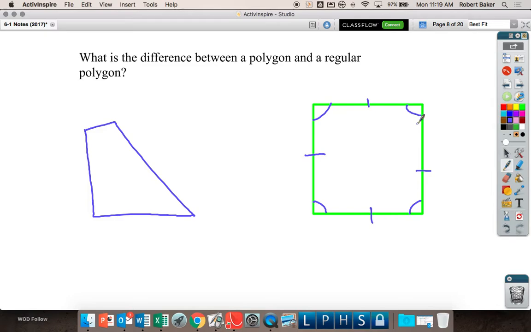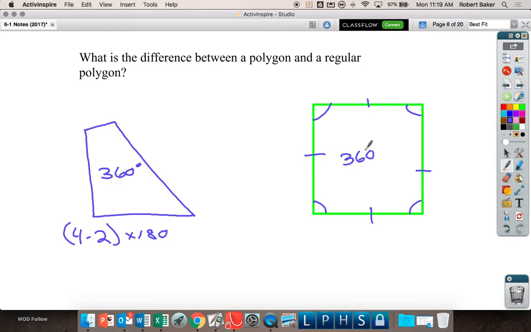So for this quadrilateral, the blue one, how many degrees are inside of this quadrilateral? 360 degrees. And you can calculate that by doing n minus 2 times 180, where n is 4, because it has 4 sides. So for the green figure, the regular quadrilateral, how many degrees are inside of that shape? 360 degrees.